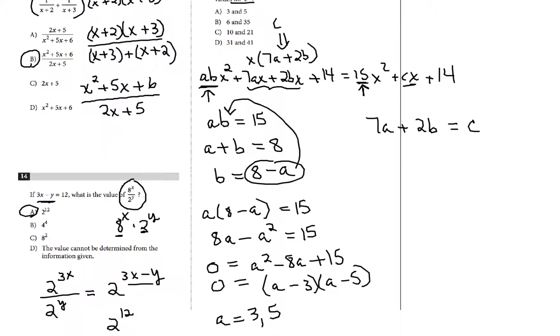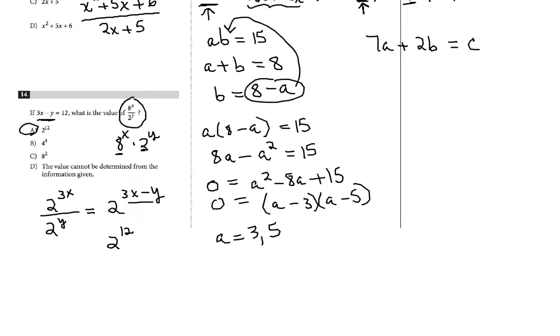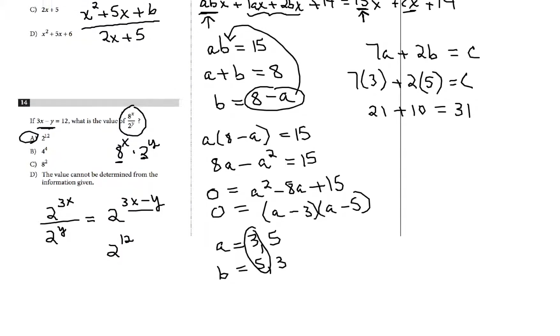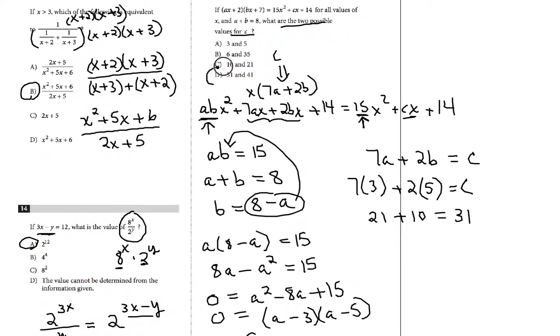We have two values for A, we need to find B. So for B, we get two values. If we put the 3 in, we're going to get 5. And if we put 5 in, we're going to get 3. I'm just going to pick this set right here, 3 and 5. So 7 times 3 plus 2 times 5 equals C. So 21 plus 10 equals 31. Let's go up and see if there's an answer with that. Yep, 31 and 41. If we would put 5 in for A and then 3 in for B, we would have got our 41.